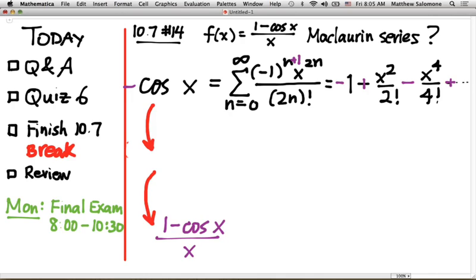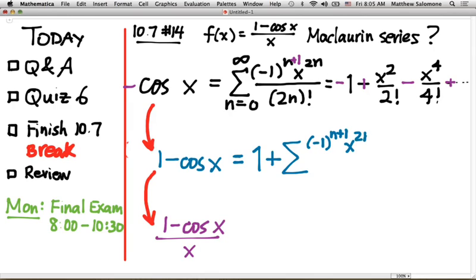And so when I add 1 to that series, I'm just going to write that as, and let me know if this is where you're getting kind of turned around a little bit, I'm going to start by just writing it as 1 plus the sum, minus 1 to the n plus 1, x to the 2n, and then that's divided by 2n factorial, and my sum starts from n equals 0 to infinity.